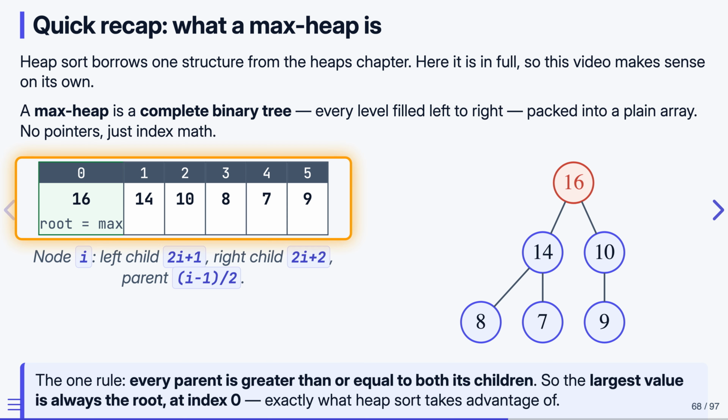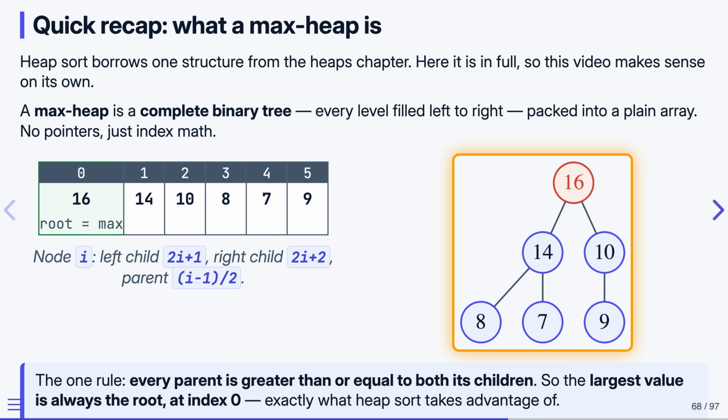A max heap is a complete binary tree packed into a plain array. There are no pointers. From a node at index i, the left child is at 2i plus 1, the right child is at 2i plus 2, and the parent is at (i minus 1) divided by 2.